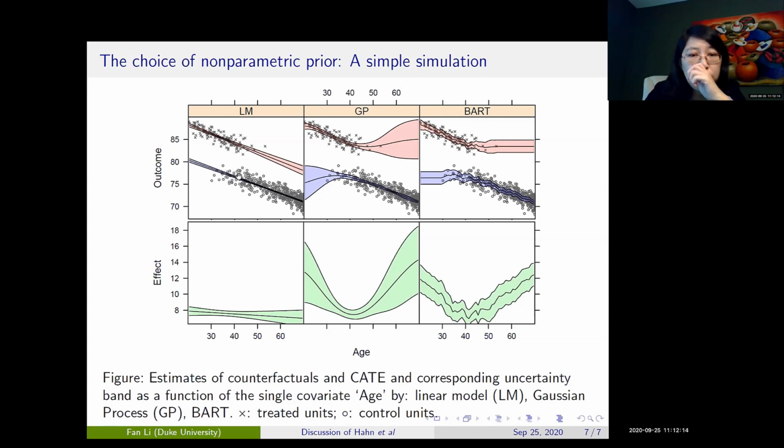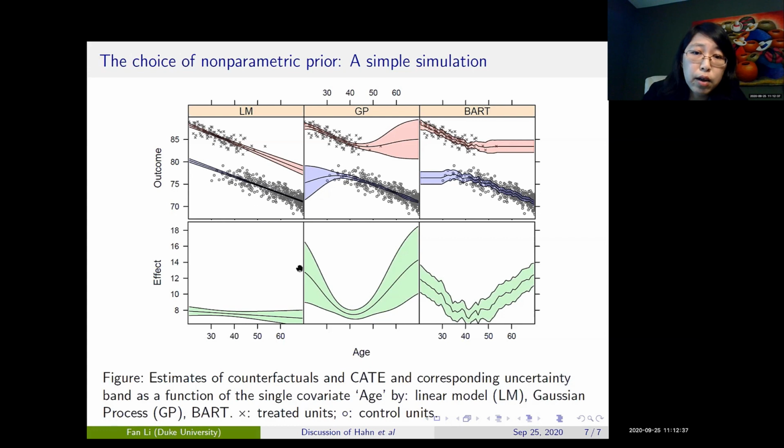So you can see that clearly here, other than in this middle area, there's a severe lack of overlap. Okay, so then we fit three different models. One is just a linear model. The other is a GP. I guess if you use the Dirichlet process mixture, it's probably similar, but we just use a GP. And then we use BART.